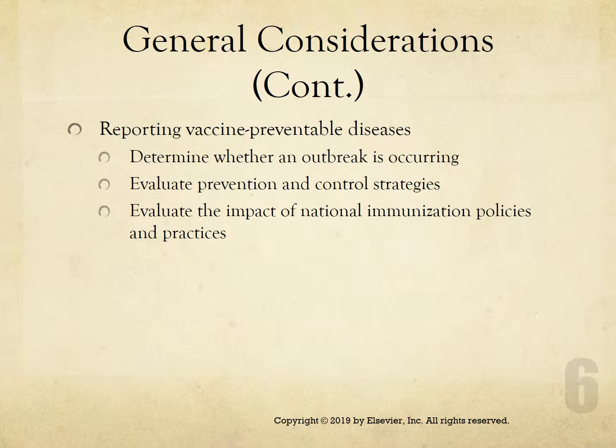Reporting vaccine preventable diseases is part of what is done with the health department. It helps determine whether an outbreak is occurring. So you will hear sometimes that there's an outbreak of measles in a specific area, or an outbreak of, say, hepatitis A in a specific area, and then those things are looked at quite closely. They're used to evaluate prevention and control strategies and to evaluate the impact of national immunization policies and practices.